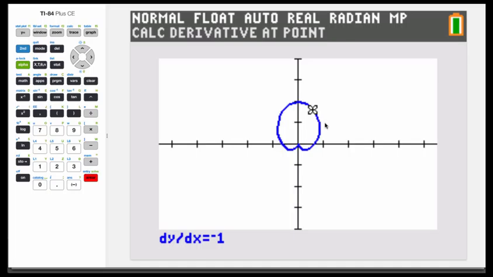And if you imagine a tangent line drawn there to the curve where theta equaled pi over 3, it definitely has a negative slope to it. So it makes sense that the slope could indeed be -1.